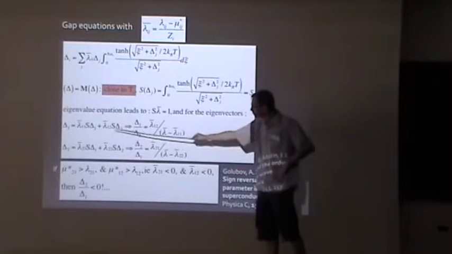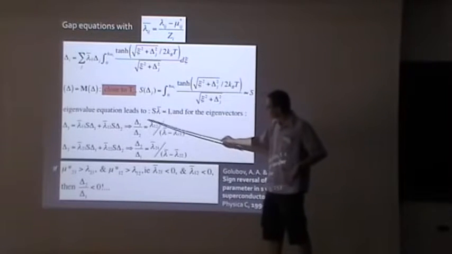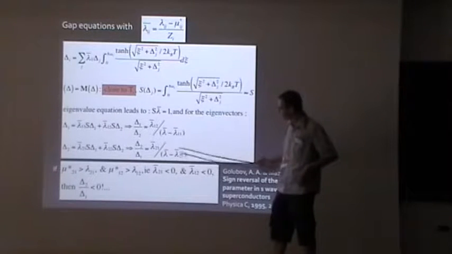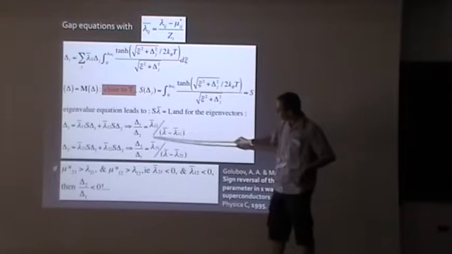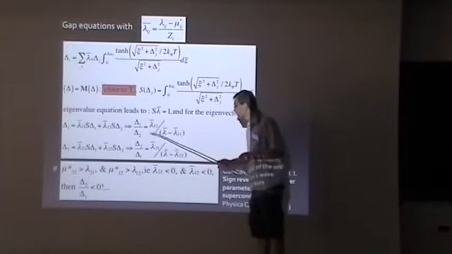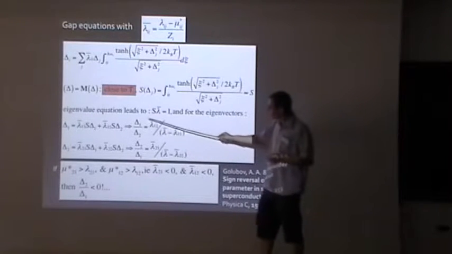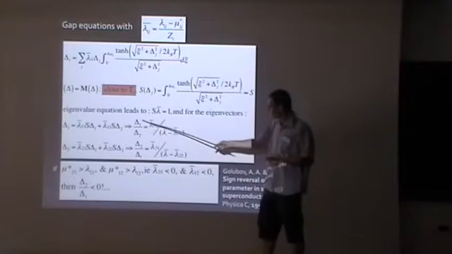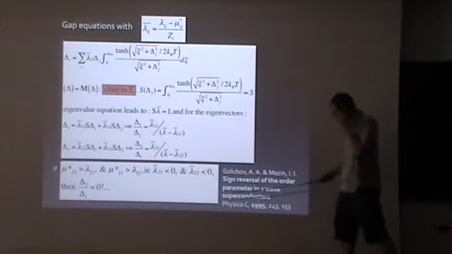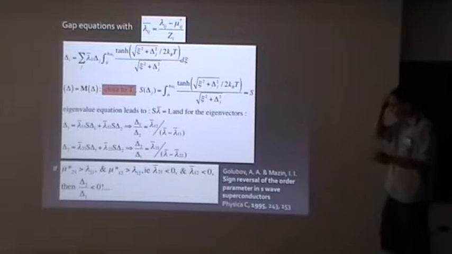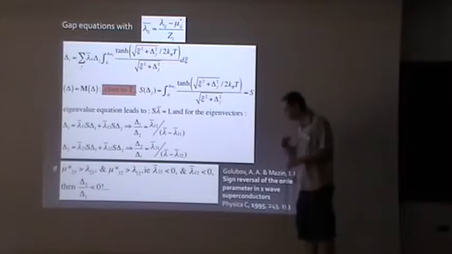And so the gap ratio, you just derive directly from the equation. They are a function of this interband coupling and the difference between the biggest eigenvalue and this individual lambda 1-1 and lambda 2-2. So if these two terms are negative due to repulsive interband coupling, or because the potential is bigger than the interaction, what you find is that delta 1 over delta 2 should be negative. And this is simply this S plus minus state. So the funny thing is that this was realized by Golubov and Mazin only in 1995, so that's the equation where they were derived already almost 40 years before.